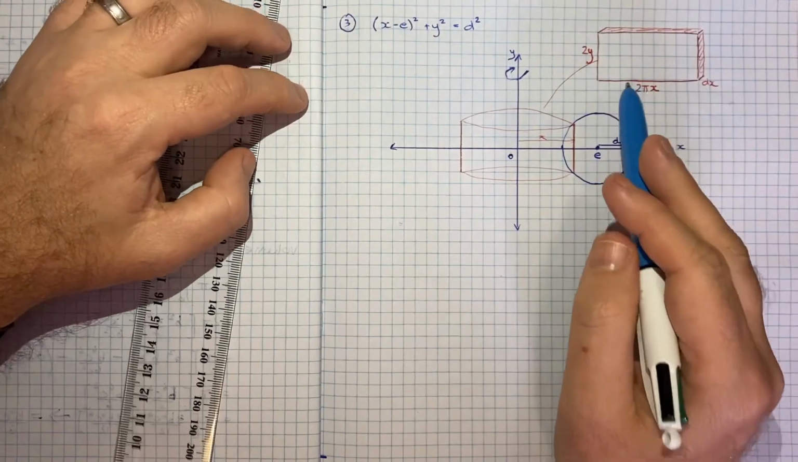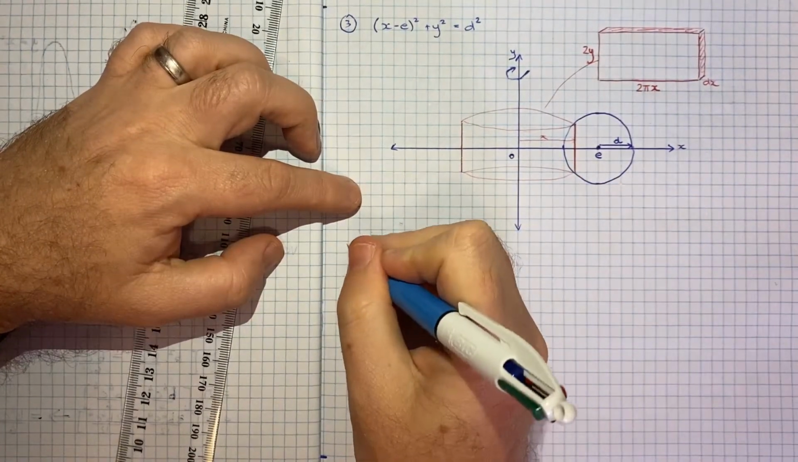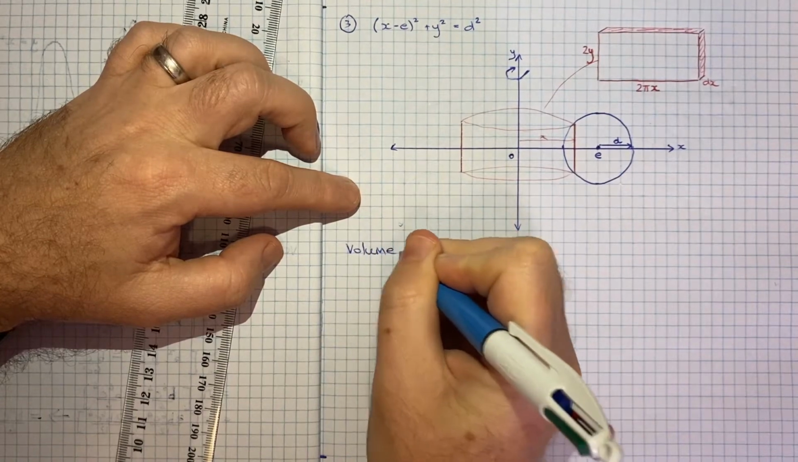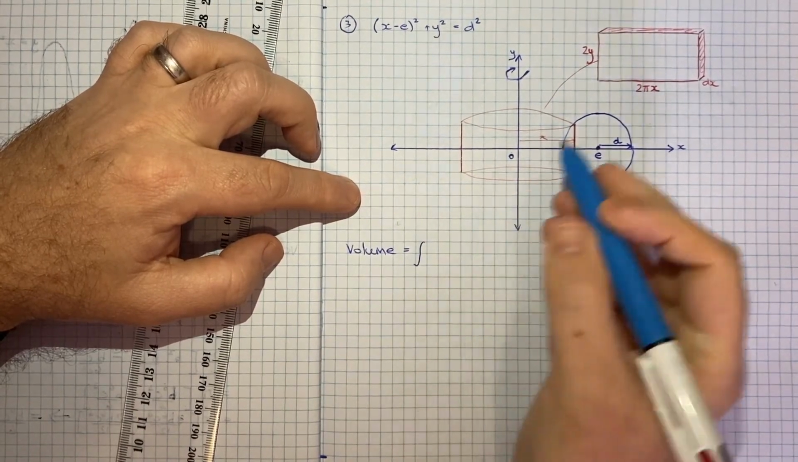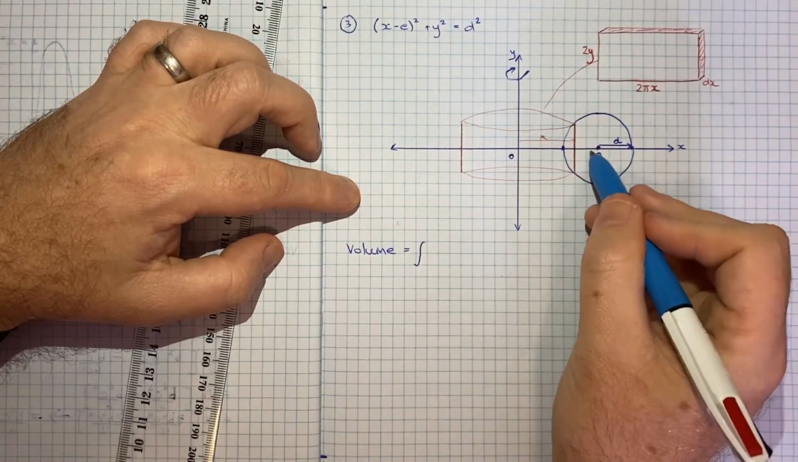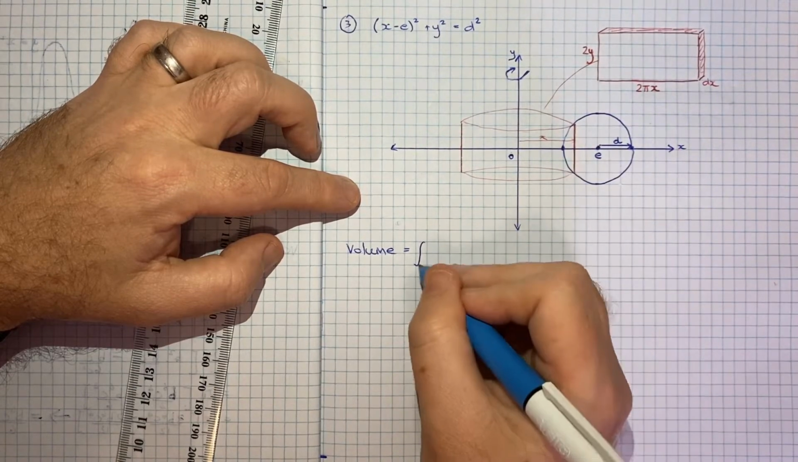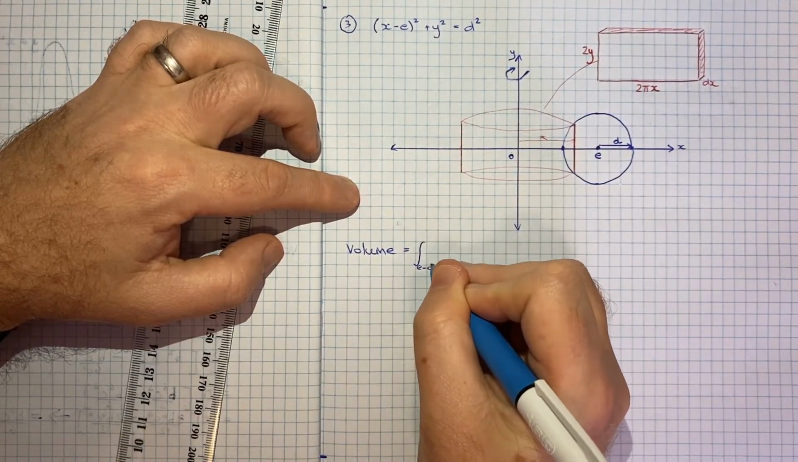But once we've got that basic layout, we can now write out our volume. So our volume will be equal to the integral between our two boundaries here. So these x boundaries would be e minus d. So that's what this value would be, e minus d.